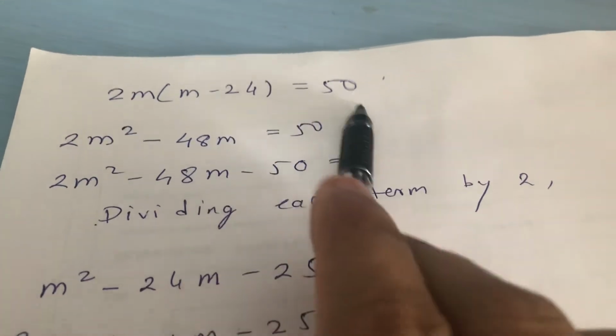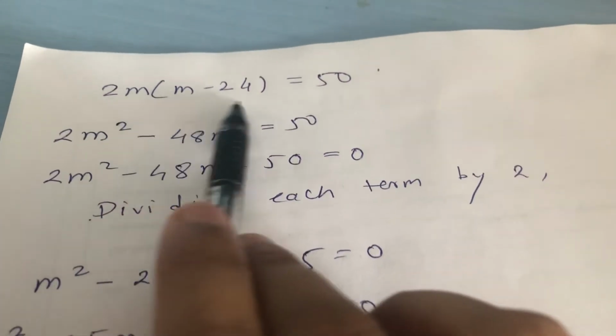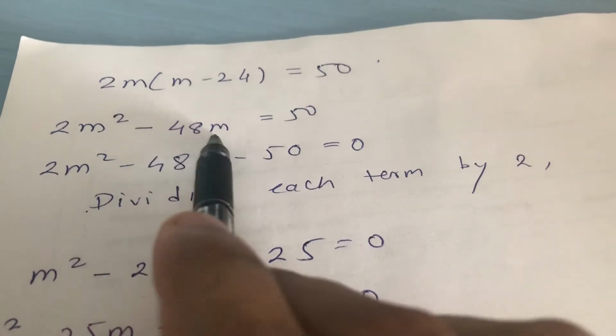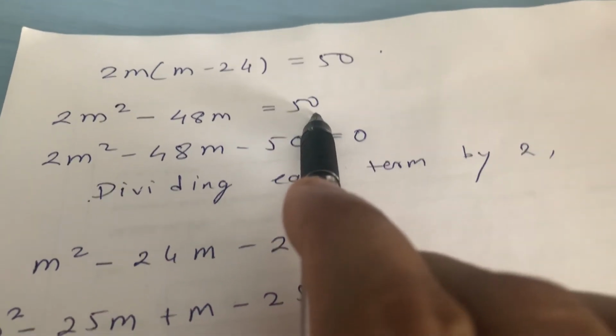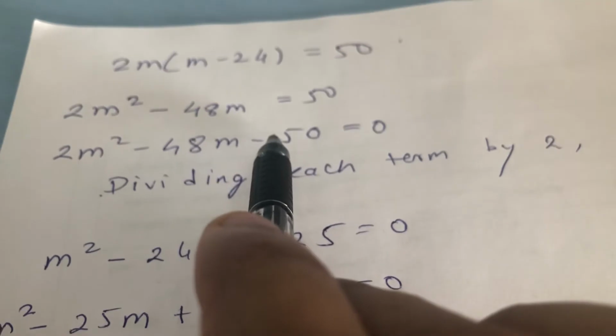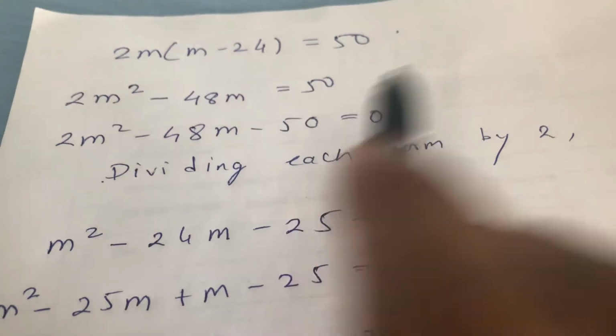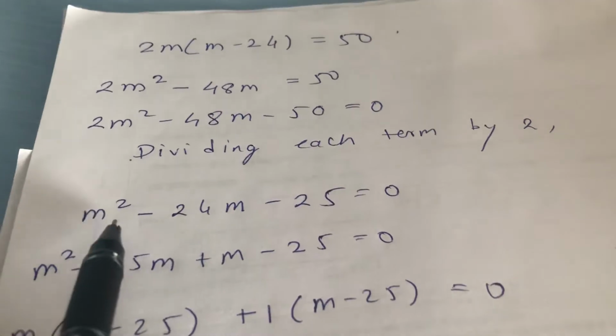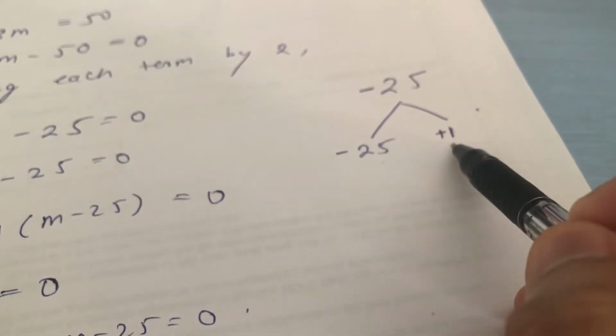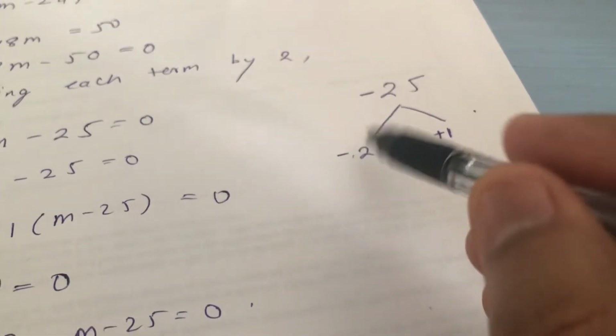2m, m minus 24 is 50. So if you multiply this inside, 2m square minus 48m is equal to 50. Okay, bring the 50 this side. Now you can see all the terms are divisible by 2. So you can divide each term by 2 to get this. Now you want factors of minus 25, and you want minus 24. So obviously it will be minus 25 into plus 1, 25 into 1, 25, and it's very easy.